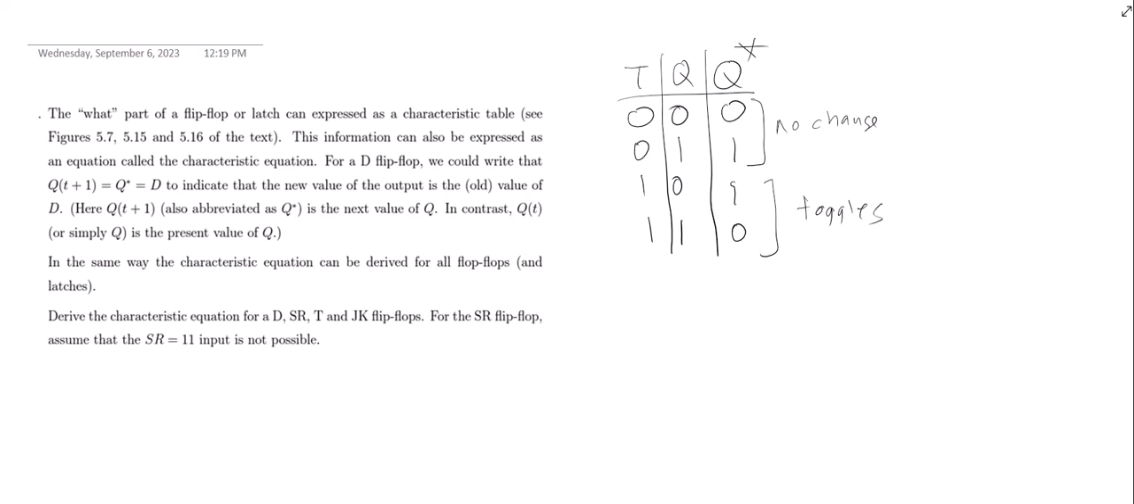Alright, so now to write our characteristic equation, we are going to do a Karnaugh map. Our Karnaugh map here is going to be pretty simple because I just have 2 variables, T and Q. When T is 0 and Q is 0, my output is 0. When T is 0 and Q is 1, my output is 1. When T is 1 and Q is 0, my output is 1. And when they're both 1, my output is 0.